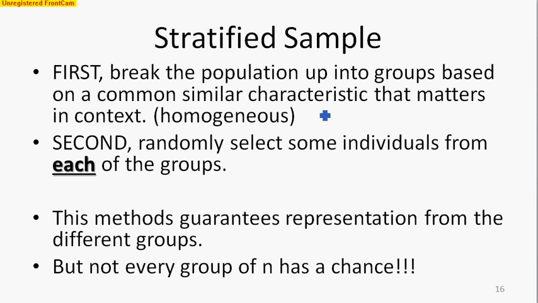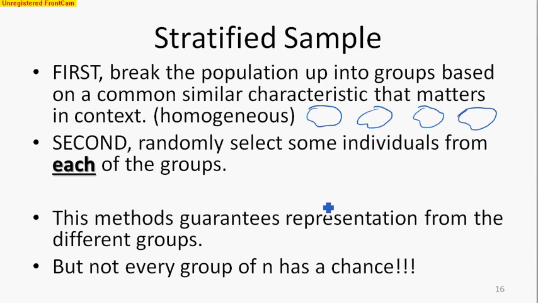So you create groups of students that have something in common, okay? I'm going to talk about this a couple different ways. But the second thing you do is, once you break these students down into groups, you select random students from each of the groups. And notice I capitalized, highlighted, and underlined that word "each," because that's the idea of a stratified sample. You take some students from each group. This guarantees a representation from all the different groups, which is really important.